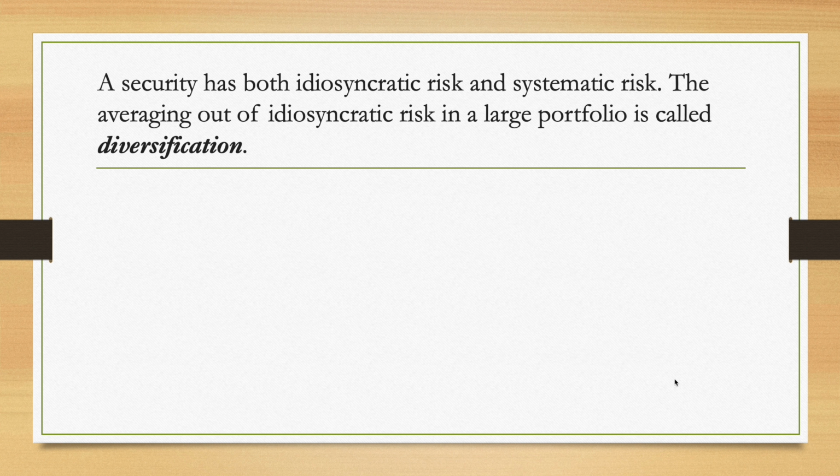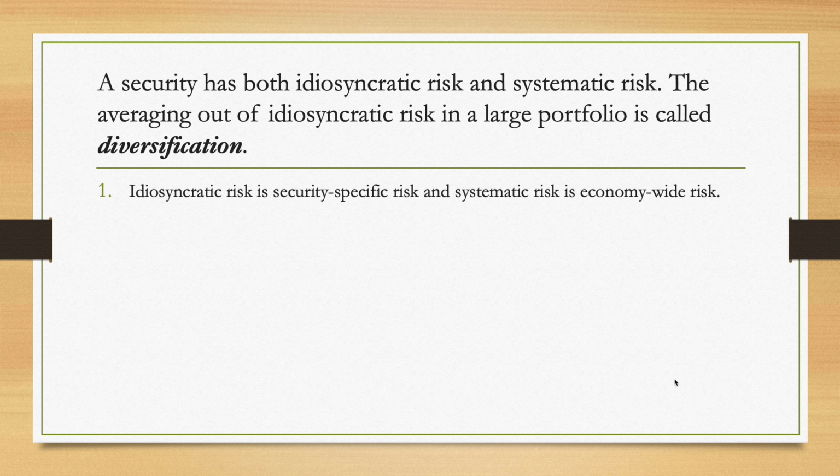So what is diversification? Normally, a security has both idiosyncratic risk and systematic risk. The averaging out of idiosyncratic risk in a large portfolio is called diversification. Idiosyncratic risk is security-specific risk, and systematic risk is economy-wide risk.